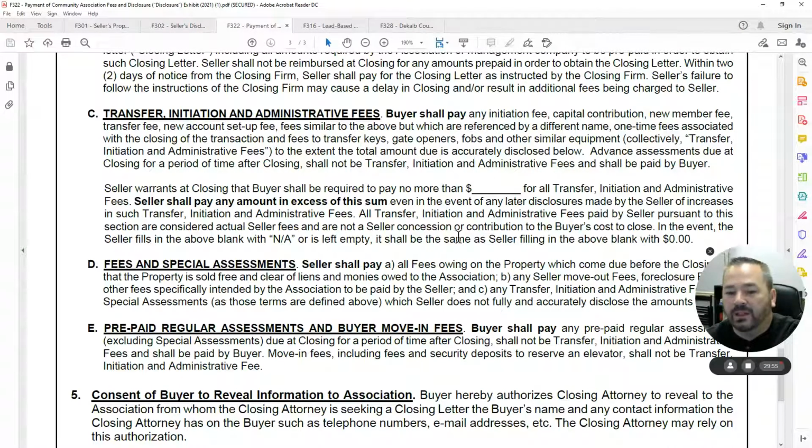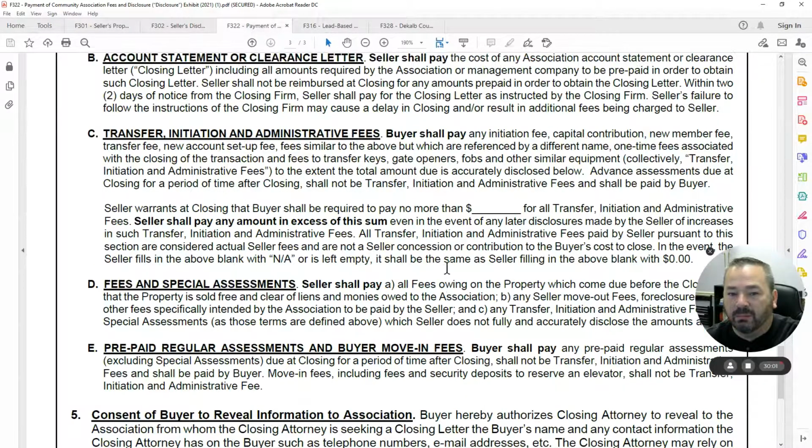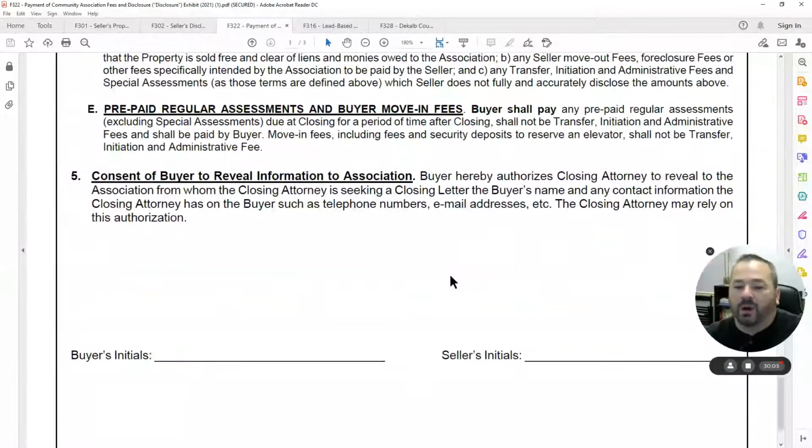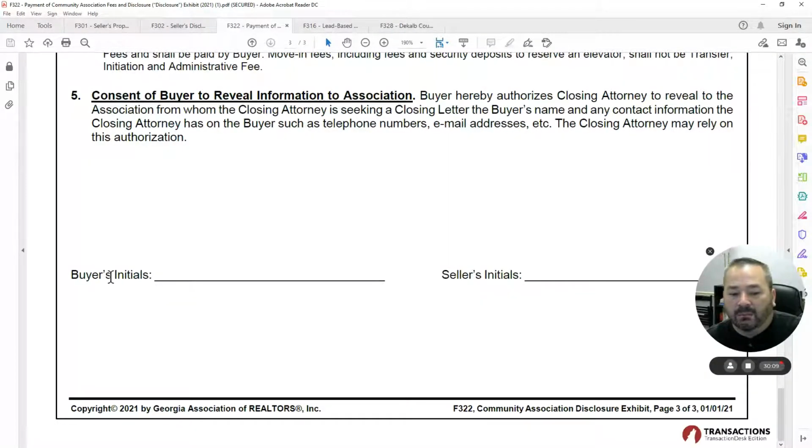But because of this right here that sets a limit on what the buyer pays, and back at the beginning what the annual fees are, those numbers need to be right. Okay, so we want to have our client do it. And again, buyer's initials, seller's initials. You are not part of this at all.